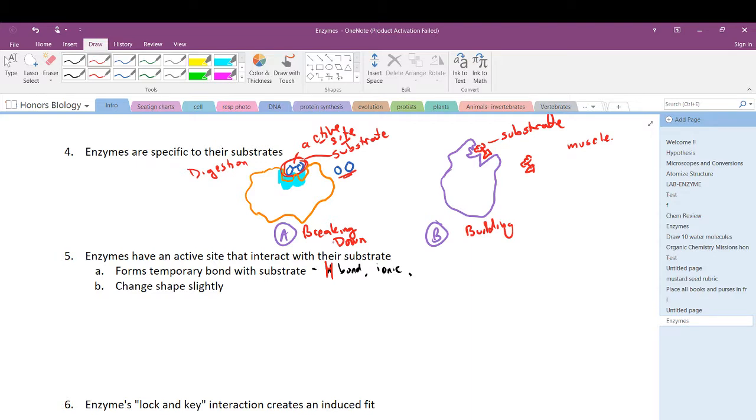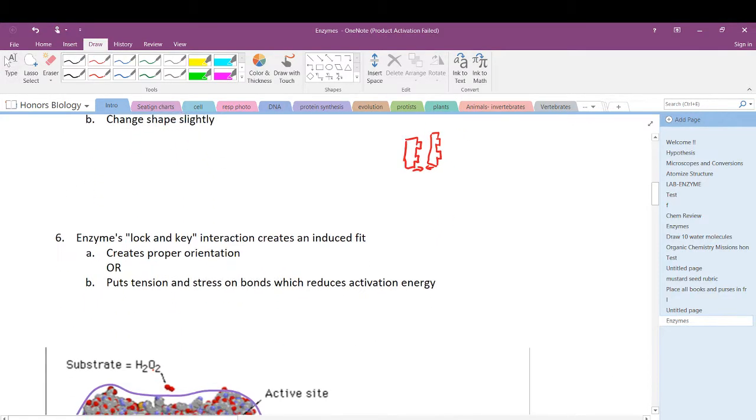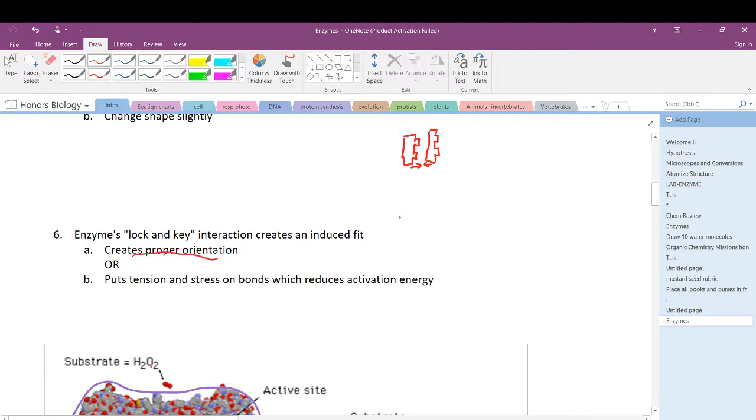I like the way of thinking about Legos. When you're putting Legos together, those Legos can only come together if they're held in the proper position. And if they are presented in that way, they can then connect together. Well, that's the same idea of the lock and key. The lock and key is going to create a proper orientation. So here's our enzyme again, and we're going to then hold our substrates together in such a way that they're going to bond. Or it's going to put tension on the bonds, and then that's going to break.